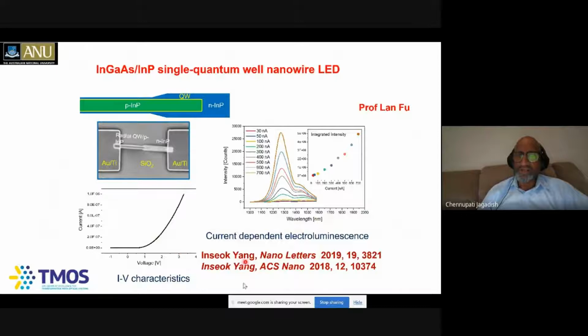So this is the work of my student, Dr. In-Suk Yang. He came from Samsung in Korea, and then he returned back to Samsung, where he's a research engineer. This particular work has been led by my colleague, Professor Lan Fu. So you need to make a PN junction, a diode, for example, and you need to have a gain medium. So he has spent a lot of time optimizing the zinc doping.